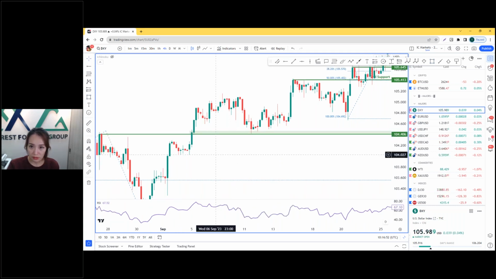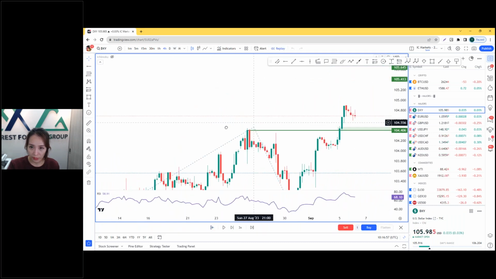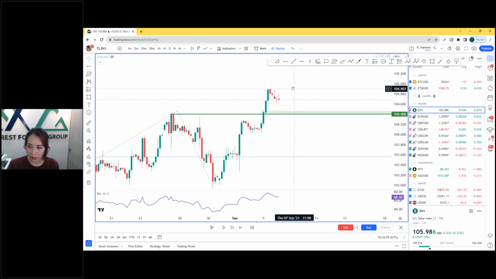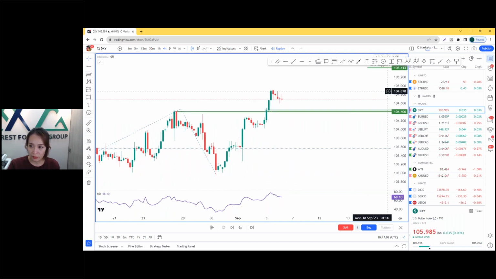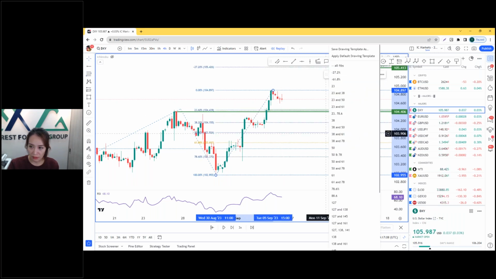Your demand zone, when you high break, the price creates a lower low, lower high, okay? You put a Fibo, you know it's somewhere around 23.6%.